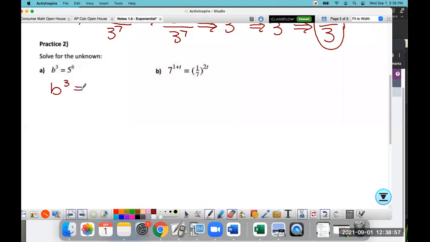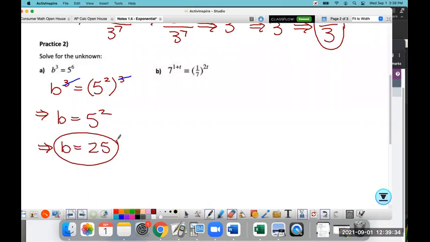I'm going to rewrite that 5 to the 6th as 5 squared to the 3rd power, because technically 2 times 3 will get me that 6. And with having that 3 on the outside, I can drop those powers of 3, essentially canceling them out. In solving the equation, b equals 5 squared, or 25, sounds a lot easier. It's something I could do without my calculator.